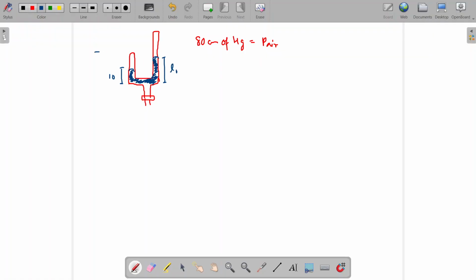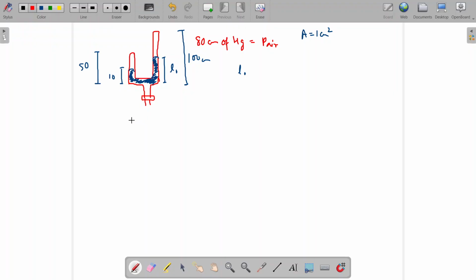It is also given that the height of the column on the left, that is the whole tube on the left, is 50 centimeter, and the height of the column on the right is 100 centimeter. Both the columns have the same cross section area, which is 1 centimeter square. Our objective is to find what is L naught. So let's begin.